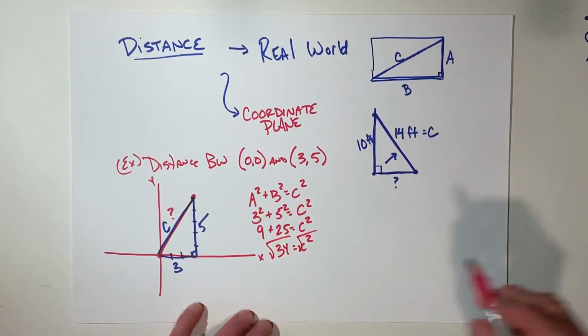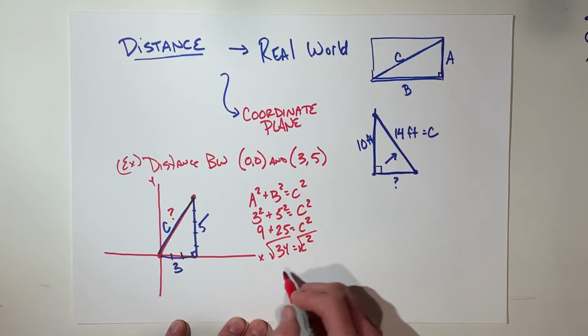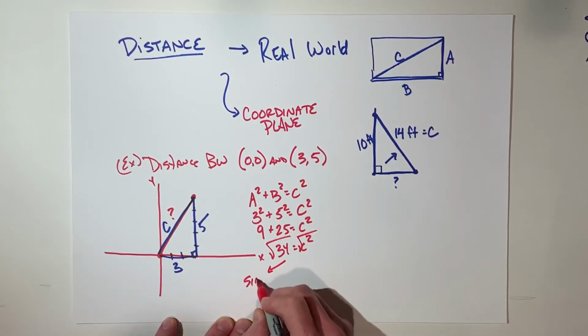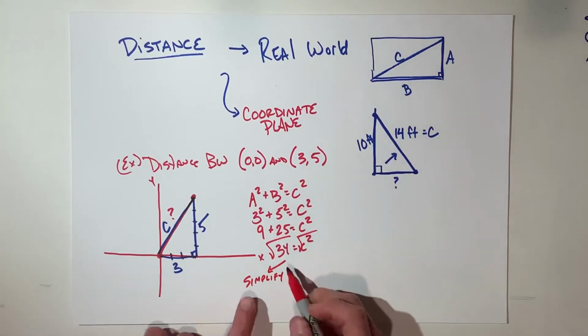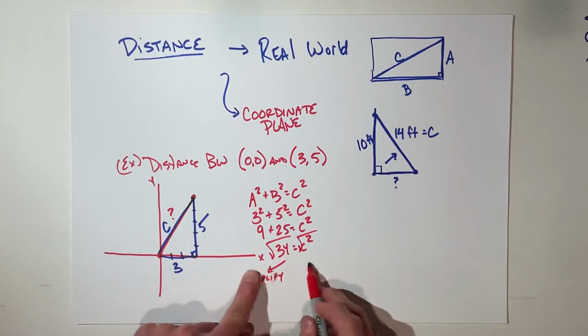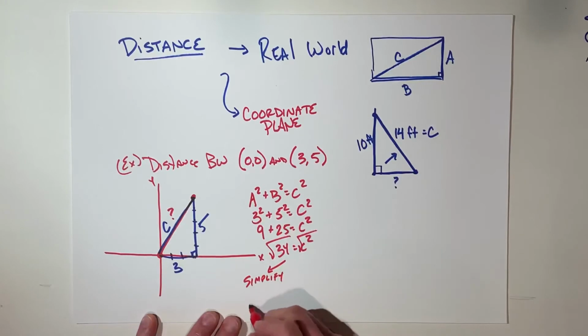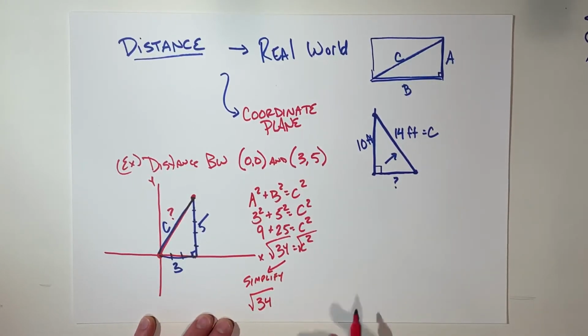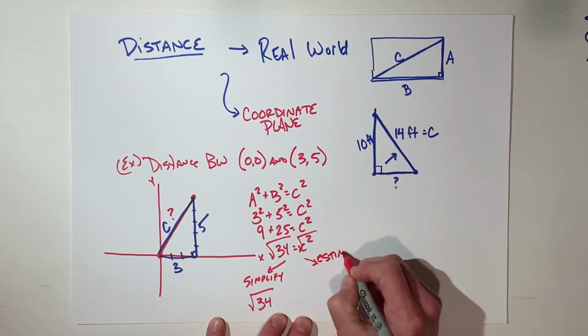You could simplify this, depending on what the question asks. To simplify, you would use a factor tree off of 34. You might realize that 34 only breaks down to 2 prime numbers, 2 and 17. And neither of those break down. So in the simplified answer, you would actually just leave it as the square root of 34 and you'd be done. But you might be asked to estimate.